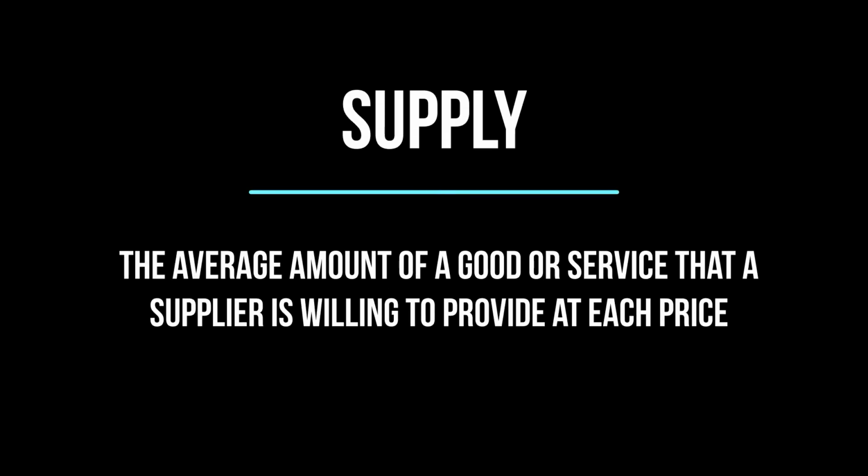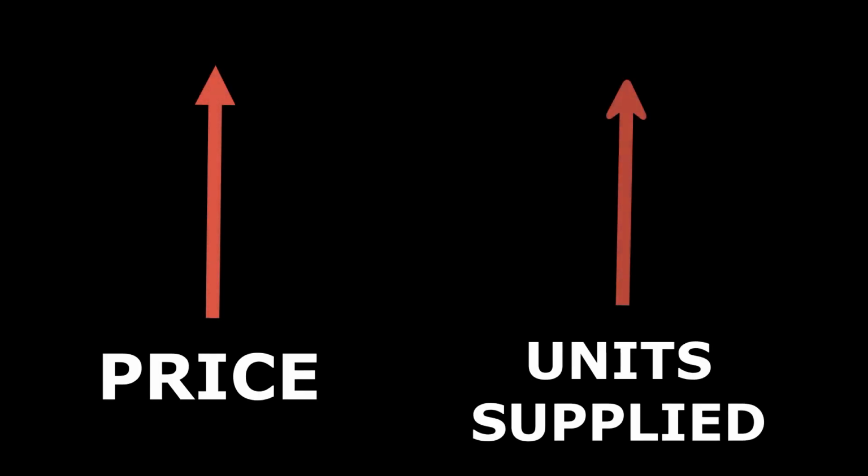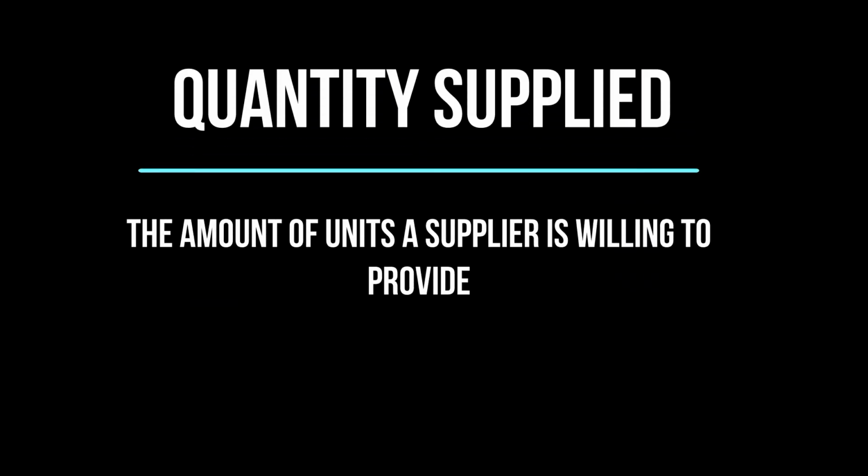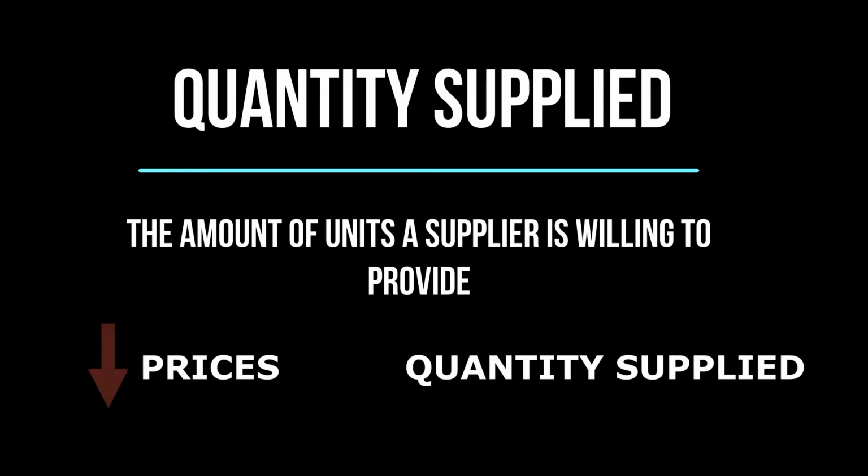Now, supply is considered the average amount of a good or service that a supplier is willing to provide at each price. In a majority of cases, when the price rises, the supplier is willing to provide more units of a good or service. Economists call the amount of units the supplier is willing to provide quantity supplied. If prices fall, the quantity supplied will also fall.